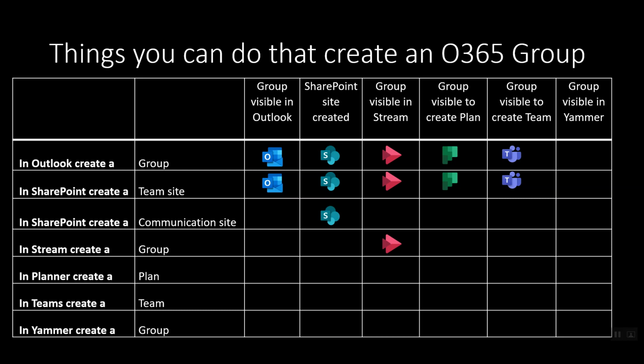In Stream, if you create a group, it creates all those things, the Outlook group, the SharePoint site, the opportunity in Teams and Planner. In Planner, if you create a plan, it goes ahead and creates a new group for you.